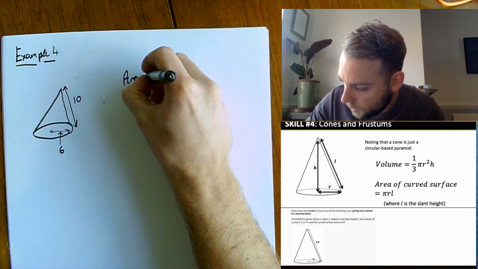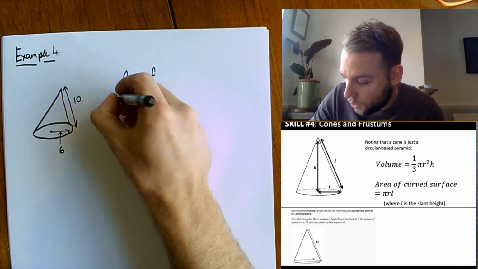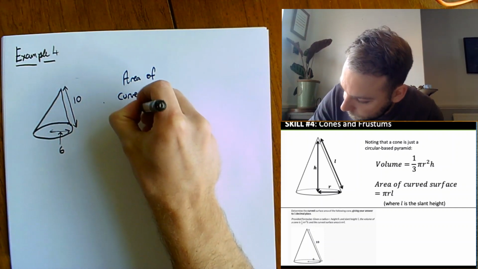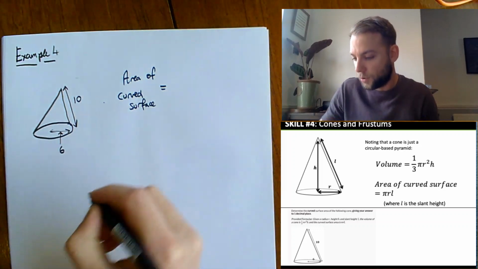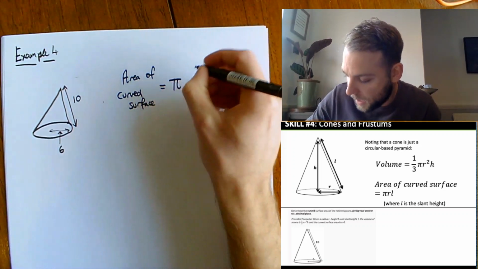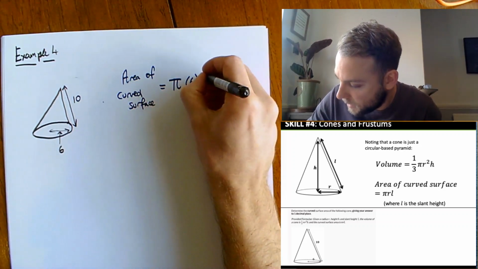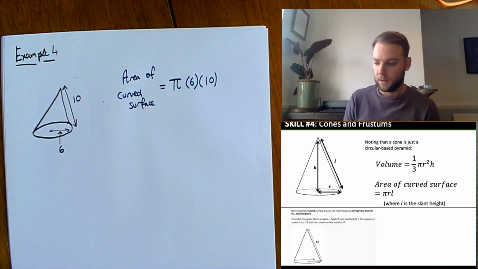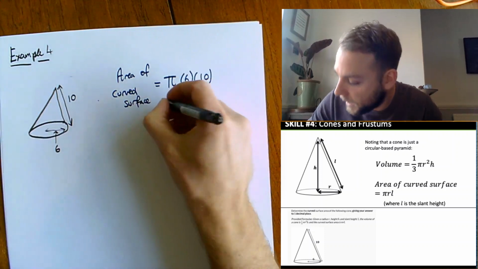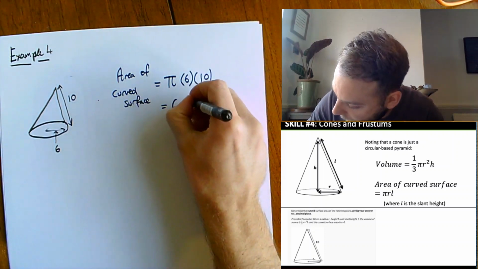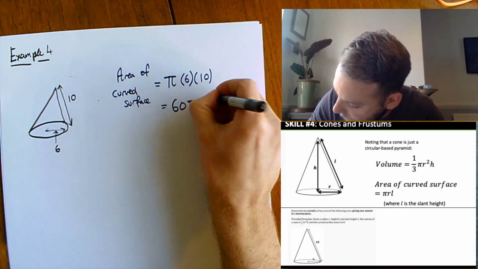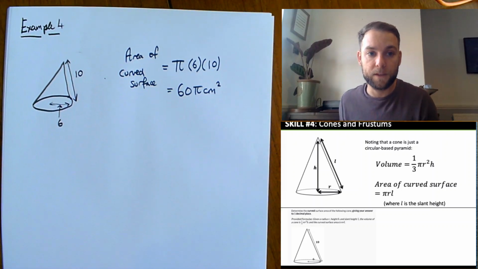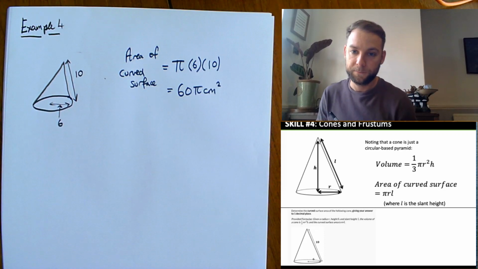So the area of curved surface is equal to pi times by r, which is 6, times by L, which is 10 in this case. 6 times by 10 is 60, times by pi is equal to 60 pi centimetres squared. Really straightforward. Now we're only finding the curved surface on that one, okay?